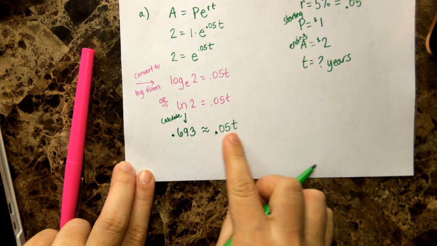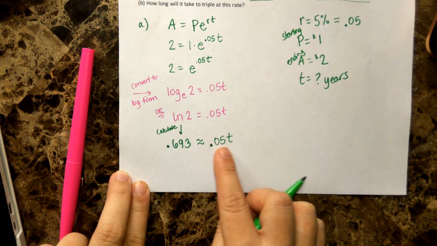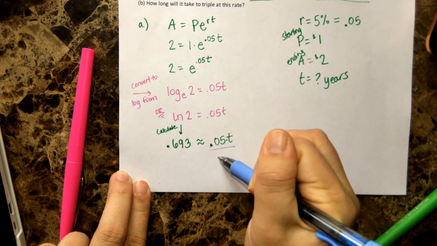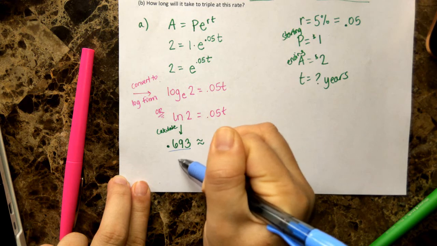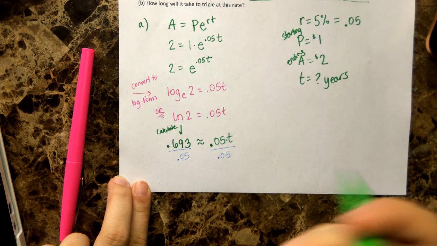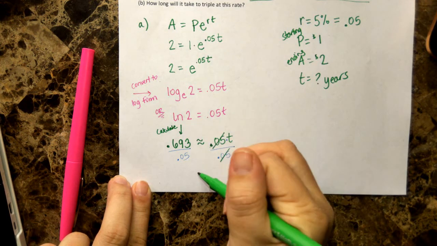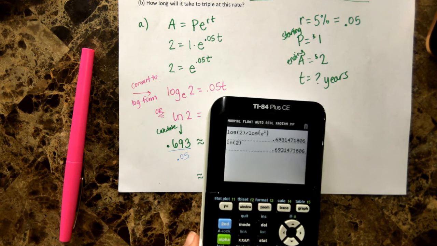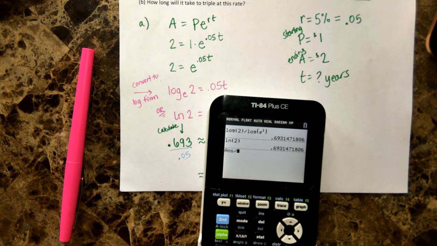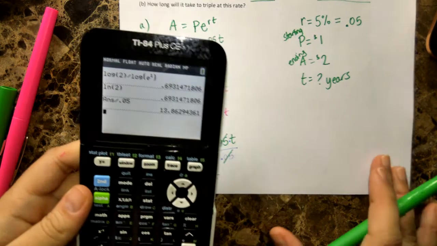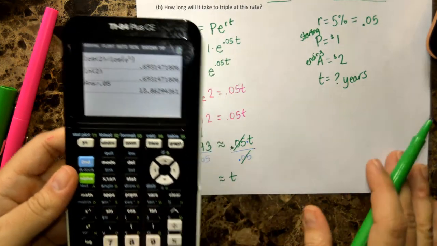Alright, I'm almost done. I just want to solve for T. So I just want to get rid of this 0.05 that's being multiplied by it. So the opposite of multiplication is division. So I'm going to divide both sides by 0.05. Okay. And 0.05 divided by itself, that's just 1 whole, so that cancels out. And I'm just left with T is equal to 0.693. I'm just going to leave that typed in, and I'm going to divide it by 0.05, and I got 13.8629. It's kind of important to not round until the very end, so that's why I just leave it typed in and I kind of work from there.